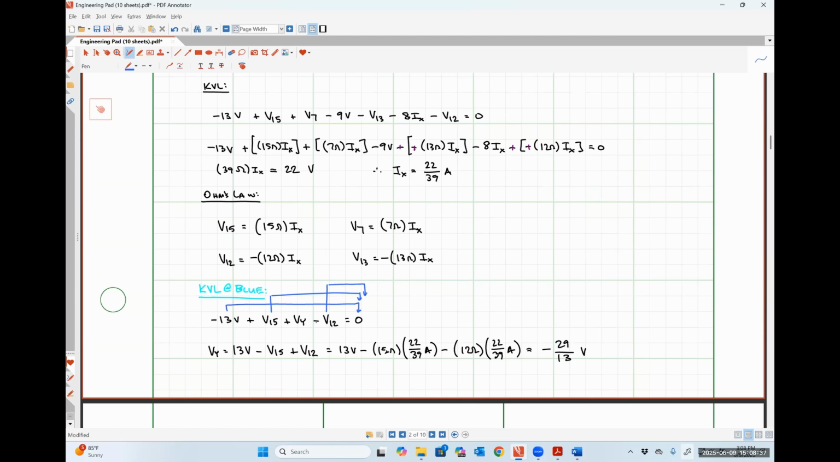When I'm moving them over to the other side of the equal sign, I should be changing the sign on each of them. So I originally had -13, here I have +13, so that checks out. I originally had plus V15, here I have minus V15, so that checks out. And lastly, I had minus V12, so now I have plus V12. So all of that checks out.